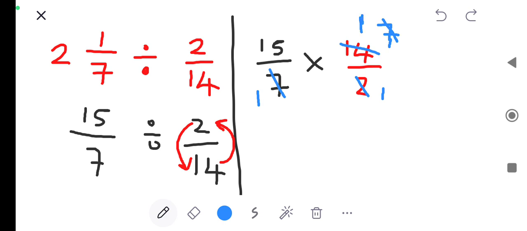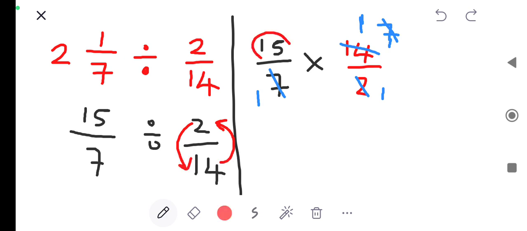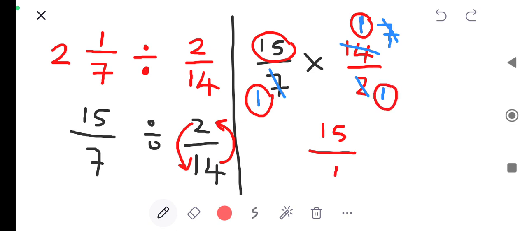You multiply the numerators that are left. So you do 15 times 1, that gives you 15. Over, you multiply the denominators we have left, you do 1 times 1, that gives you 1. 15 divided by 1 is 15.